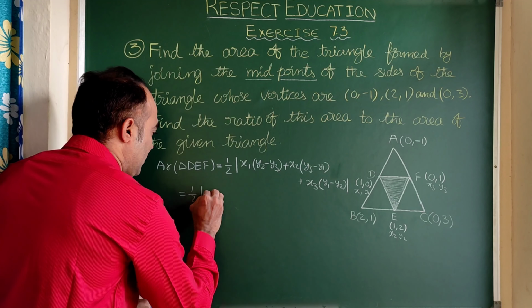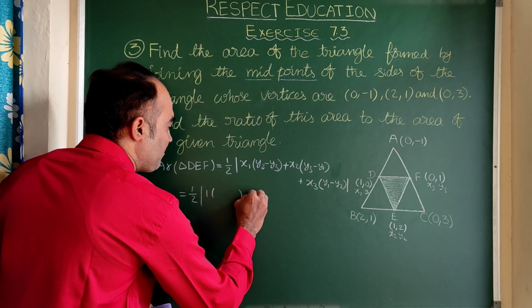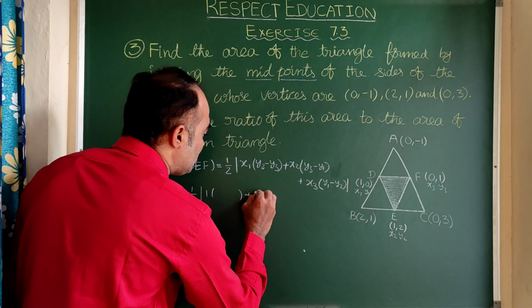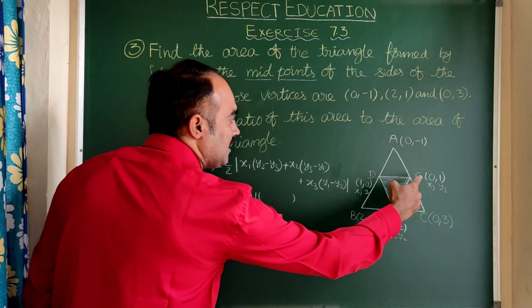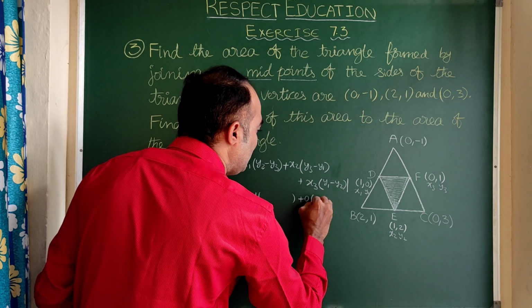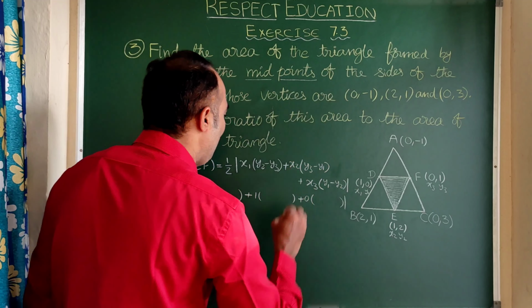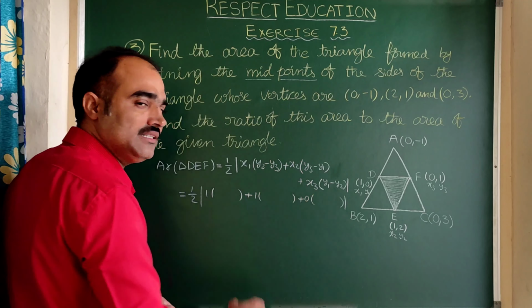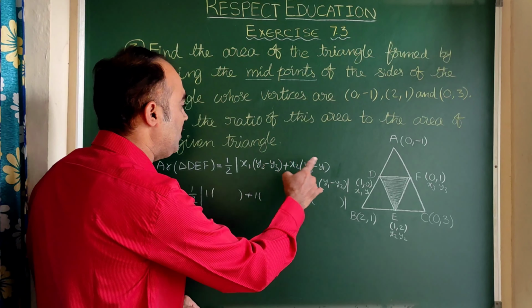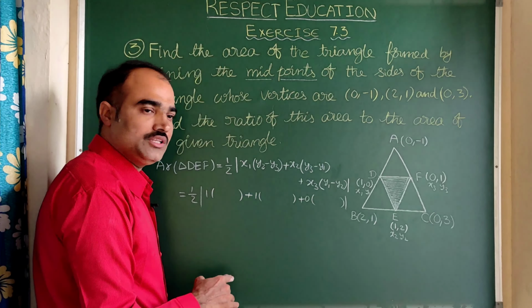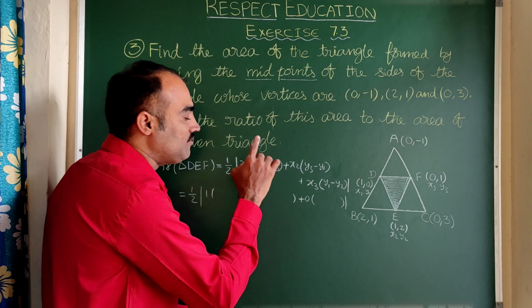See here, x1 means 1 into something plus x2. x2 is also 1, 1 into something plus x3. x3 is 0, 0 into something. Now I am going to fill these blanks with the values of y1, y2 and y3. According to the formula, y2 minus y3.